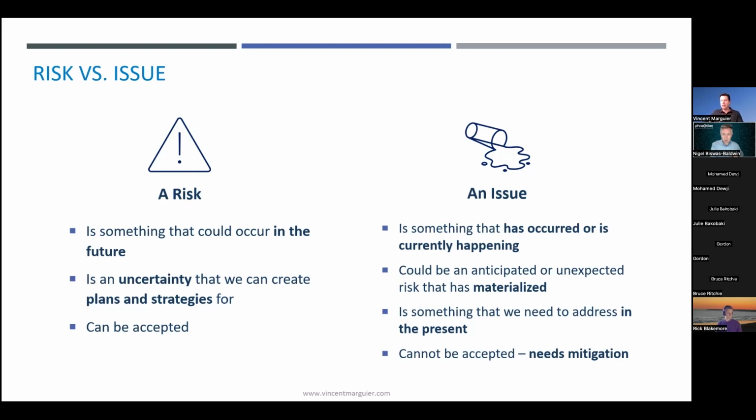It could be an anticipated or unexpected risk that has materialized. It is something that we need to address in the present, and it cannot be accepted. It needs mitigation. So in a nutshell, a risk might happen, an issue has happened. Make sure the team understood this difference and feel free to remind them during the session, because it will always come up. Your role as a project manager is to tell them, no, that's an issue, so it's not part of what we're doing.